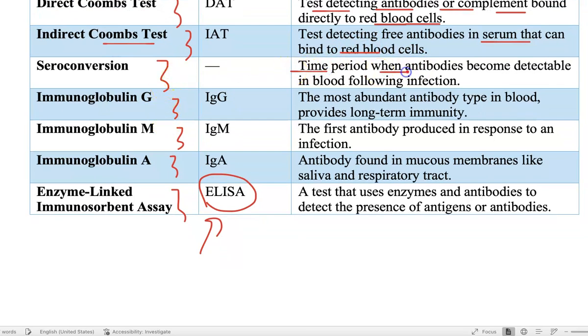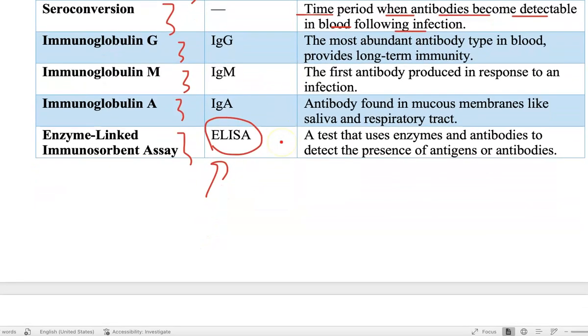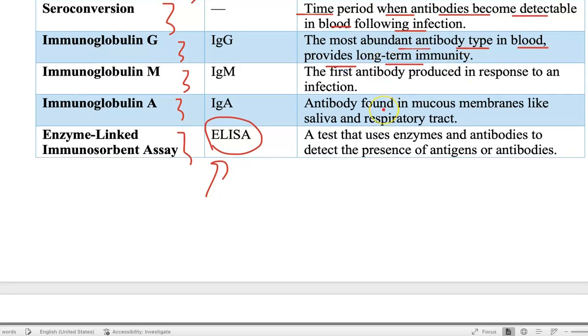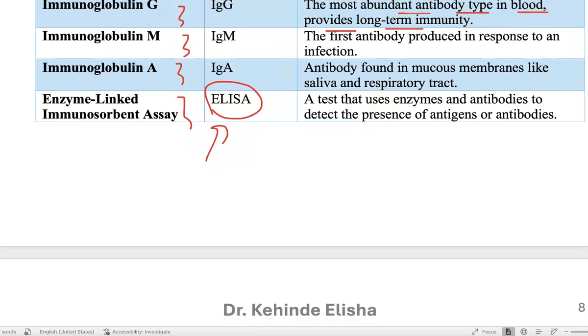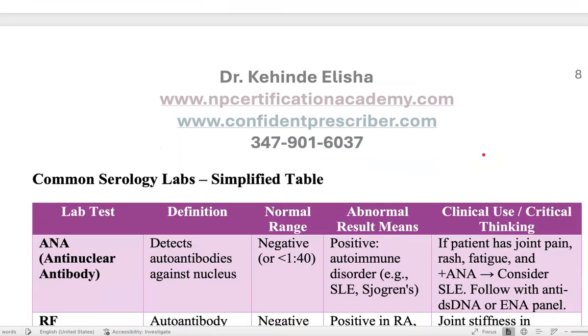Seroconversion, time period when antibodies become detectable in blood following infection. Immunoglobulin G, the most abundant antibody type in blood, provides long-term immunity. Immunoglobulin M, first antibody produced in response to an infection. Immunoglobulin A, antibody found in mucous membranes like saliva and respiratory tract. Enzyme-linked immunoassay, ELISA, a test that uses enzymes and antibodies to detect presence of antigen or antibodies.